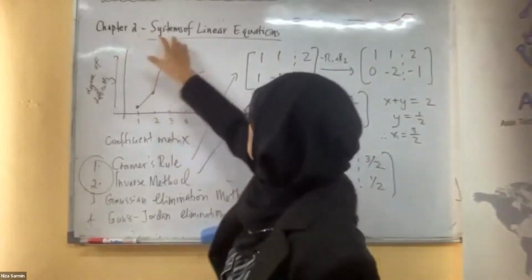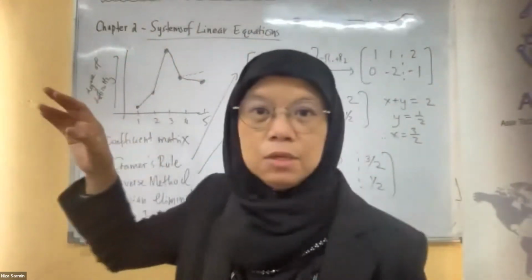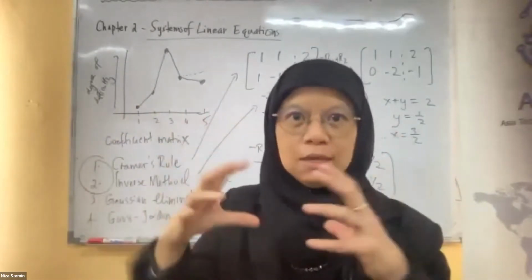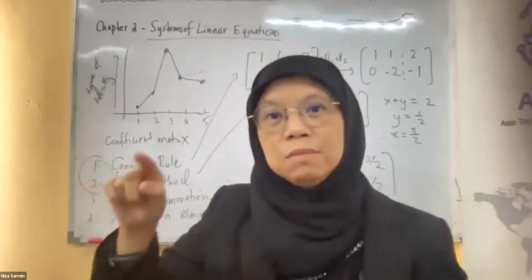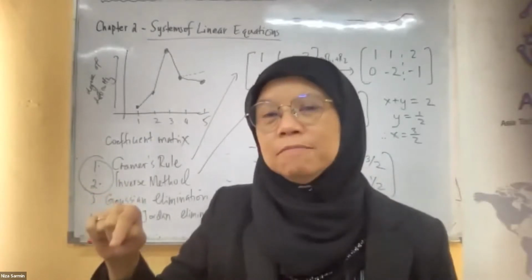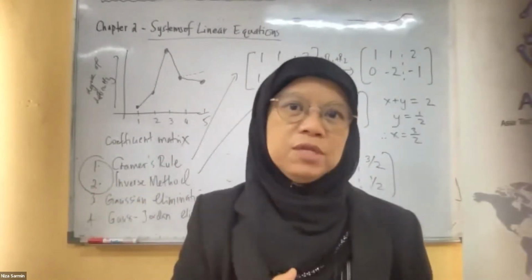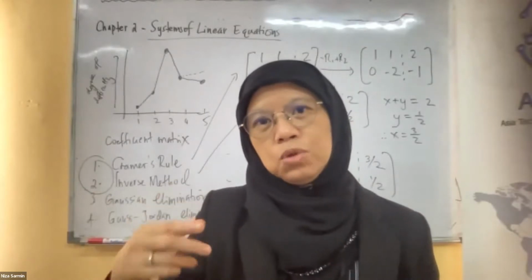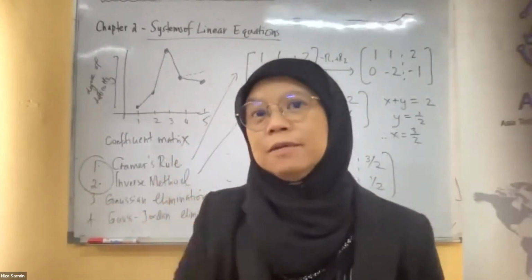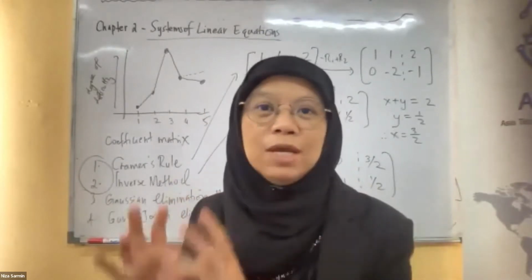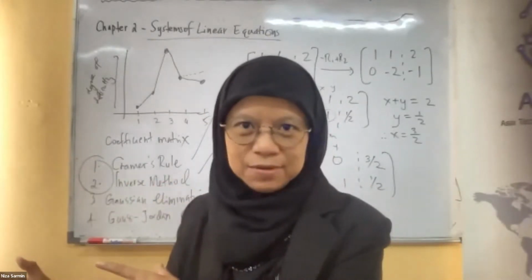Okay, chapter 2 is system of linear equations, in which we are given a system, meaning it's one set of equations. Equation means there is an equal sign, and linear means that we have variables and coefficients, and the variable is to the power of 1, linear, yeah? And then we transform the whole system into AX equals B, all right?